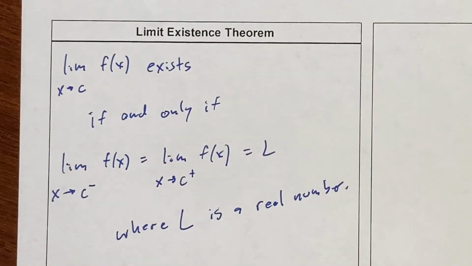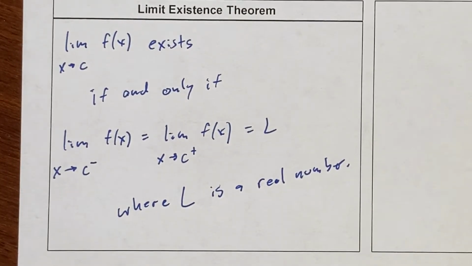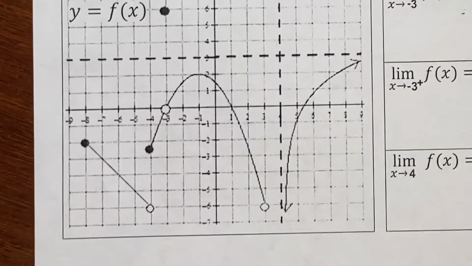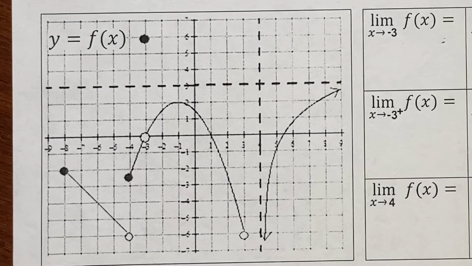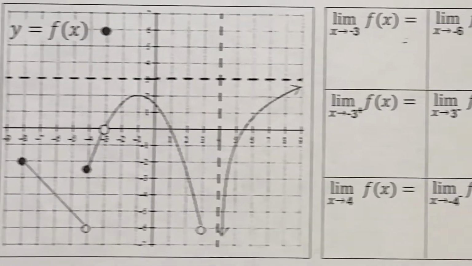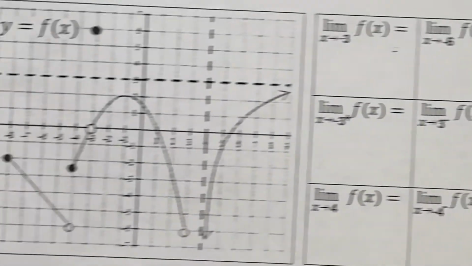All right, let's slide back, do a couple more before we call it a day. So I'm looking at this limit existence one. If the left is equal to the right, it's a real number, so it's going to exist. All right, let's look at this graph. I've got the graph of f of x right here, and we're looking at all these to go with it.